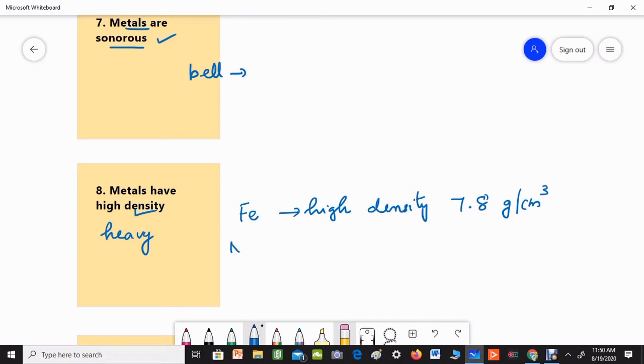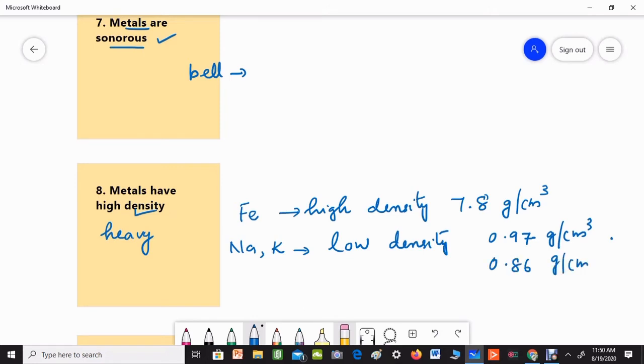But on the other hand, sodium and potassium have very low density. It's about 0.97 gram per centimeter cube for sodium, and for potassium it is 0.86 gram per centimeter cube, which means that they are very soft metals, with very low density. So they are light metals. Light means soft.